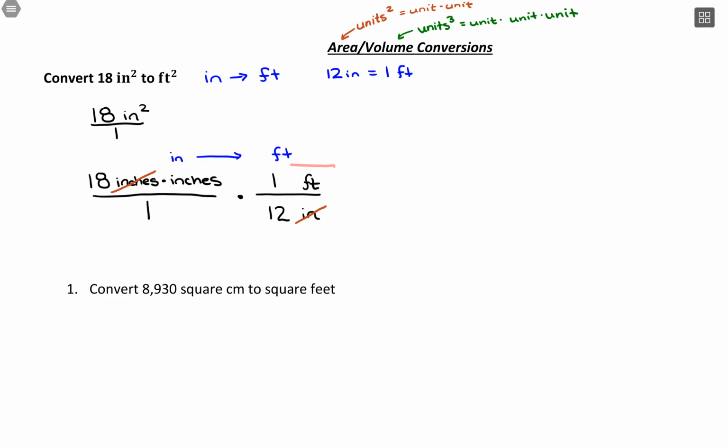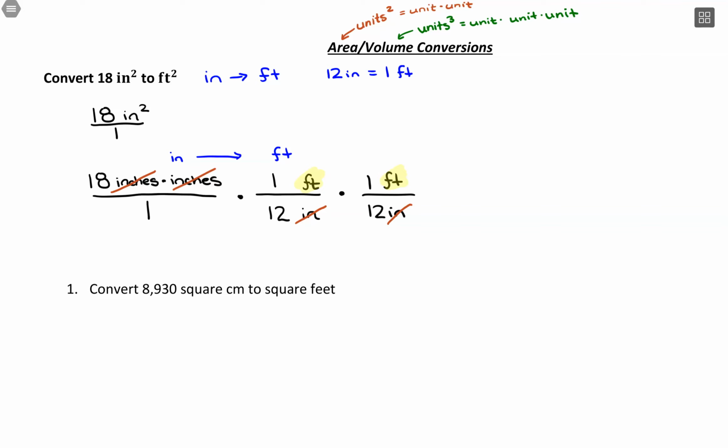So what I need to do is this again. I need to kind of double this up. I need to square it so that I get enough of them canceled out. So what I'm going to do is again, this 1 foot over 12 inches. And then with that, the inches cancel out. And then I wanted feet squared, which is perfect because I have feet times feet.